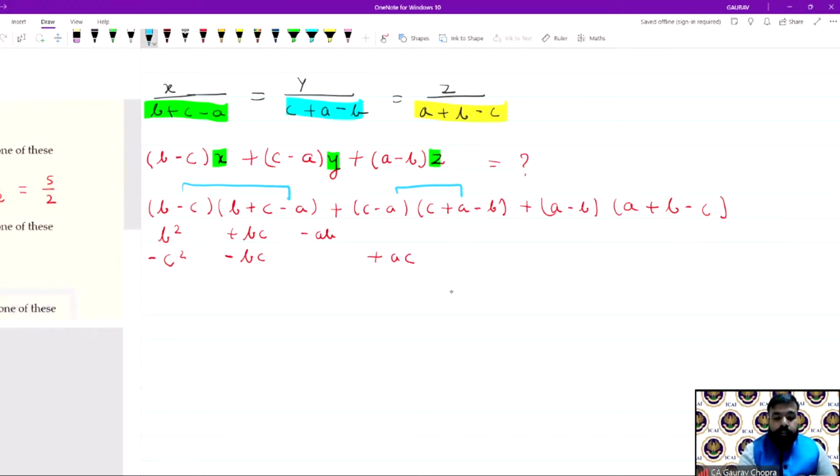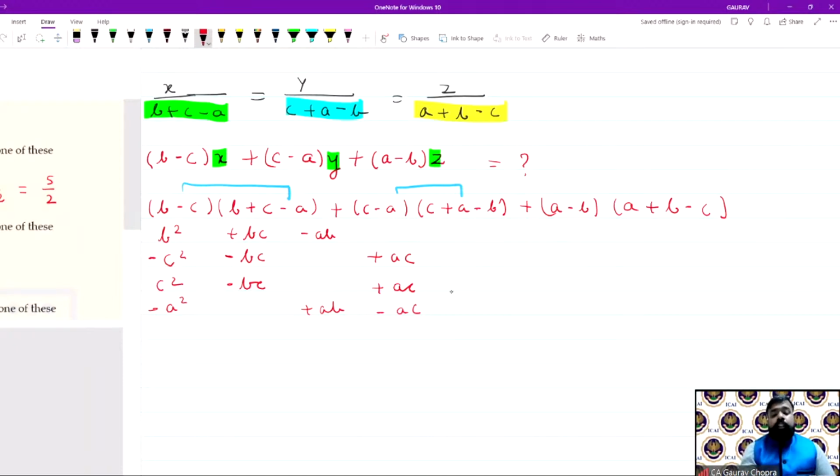C into C, we are getting C square. Then C into A, we are getting AC. Then C into minus B, we are getting minus BC. Then minus A into C, we are getting minus AC. Minus A into plus A, we are getting minus A square. And minus A and minus B, we are getting plus AB.